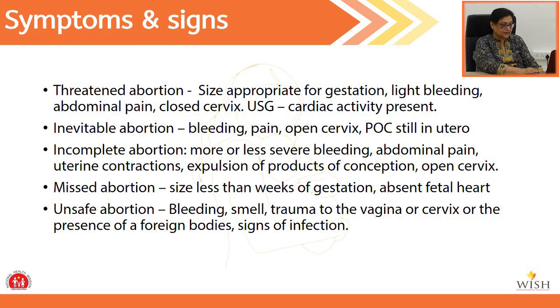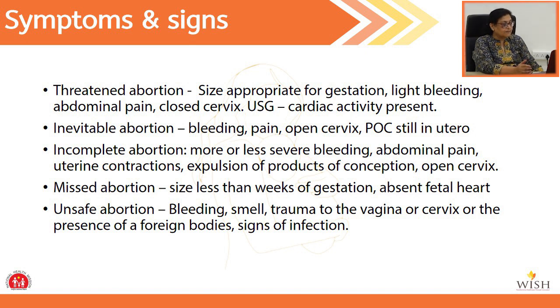What do we mean by these? Threatened abortion means that there is light bleeding, there is abdominal pain, but the cervix or the uterine mouth is closed, and if you see the size of the uterus, it is appropriate for gestation. Inevitable abortion: there is more bleeding, there is pain, the cervix is open, but the fetus has not been expelled or the products of conception are still inside the uterus. This abortion is known as inevitable.